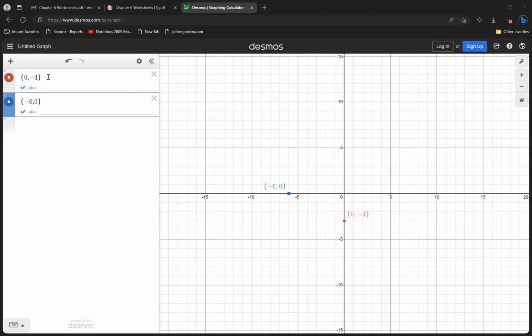Coordinates on the next one. 1 and 5. Yep. And then -3 and 9. Okay, what kind of slope is that? Positive or negative? Is it negative? Yeah, it's negative because it's going down to the right. Now let's prove it. What's the slope?